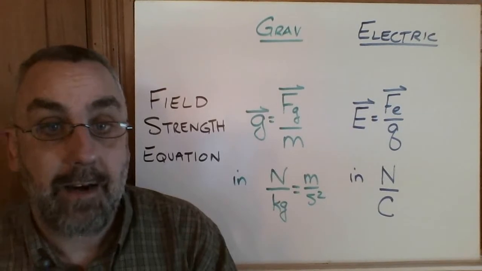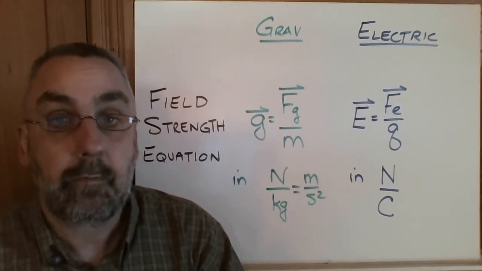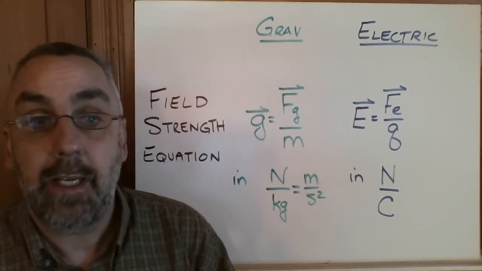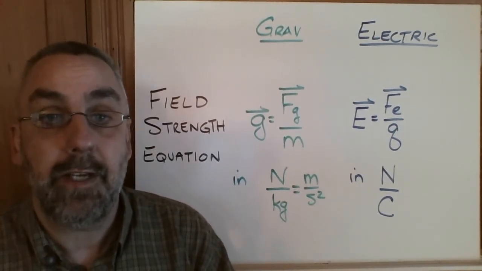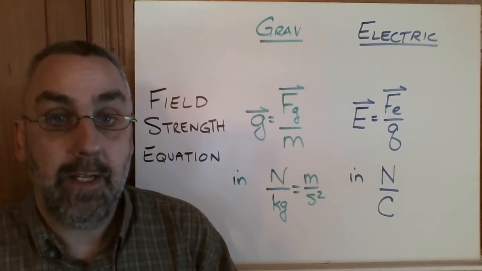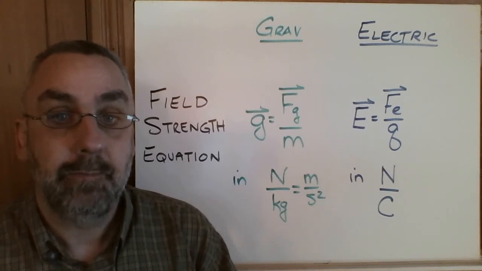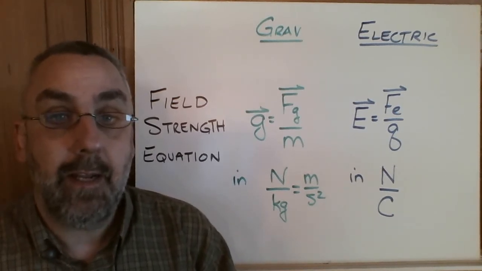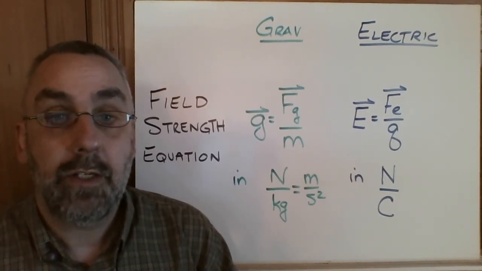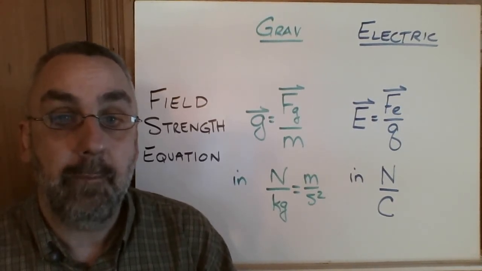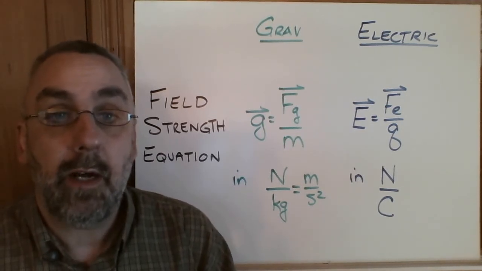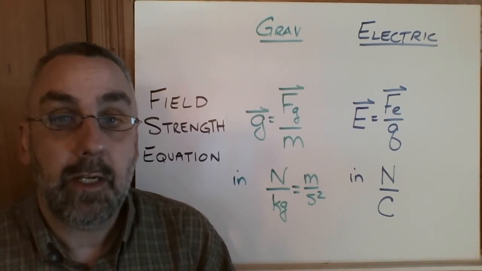The next thing we want to take a look at are the field strength equations. And we should be familiar with gravity. Little g is the symbol that we use for the strength of the gravitational field. And to figure that out, we take the weight, or the force of gravity, and we divide by the mass. In essence, it gives us how much gravitational force you're going to get per kilogram of mass. And of course, that's measured in newtons per kilogram. Now, a newton per kilogram is also the same thing as a meter per second squared, but when we're talking about field strength, we use the newton per kilogram.